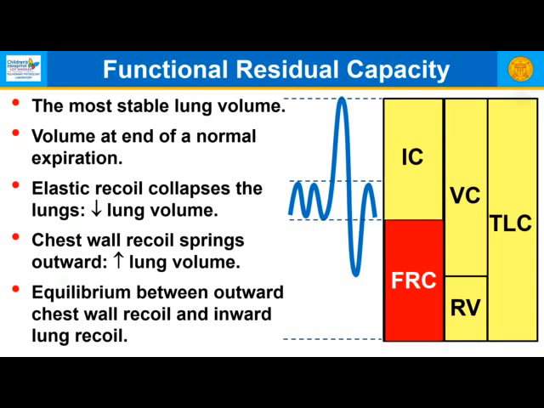If I were to slit my sternum down the middle, my lungs would collapse inwards because of the elastic tissue in the lungs, decreasing lung volume. My chest wall would actually recoil outward, which would increase lung volume. So FRC is the equilibrium between outward chest wall recoil and inward lung recoil. And the important thing about FRC is this is where you live. This is the volume in your lungs in a normal sort of situation.